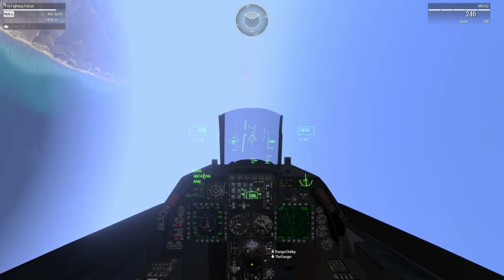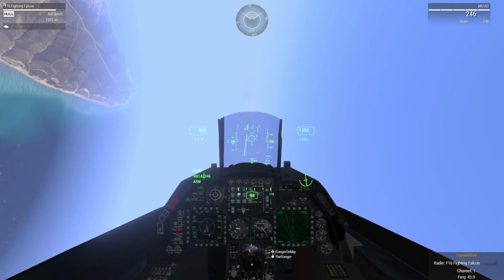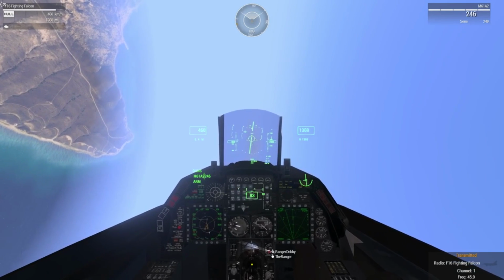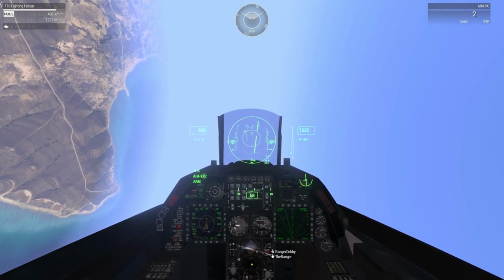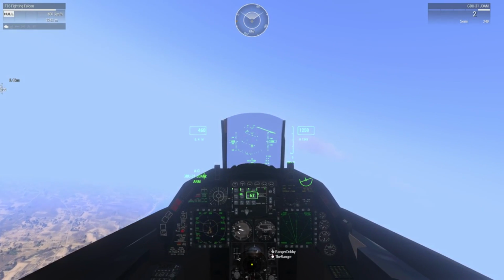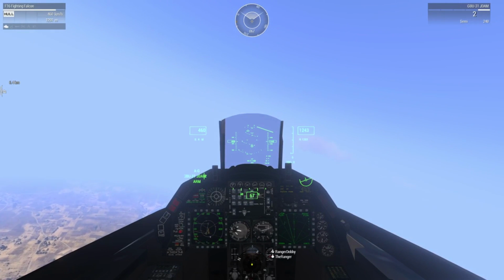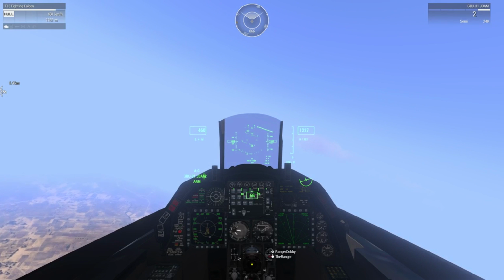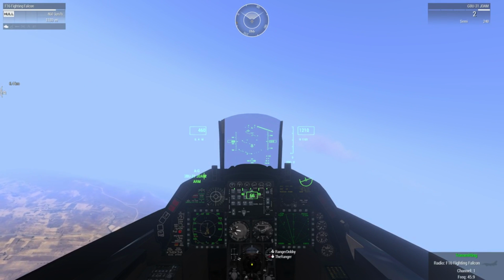Good. Reset, getting ready for mark restriction. Send it. Request one JDAM on target. Attack heading southeast to northwest. Over. Roger that. One by JDAM, southeast to northwest.